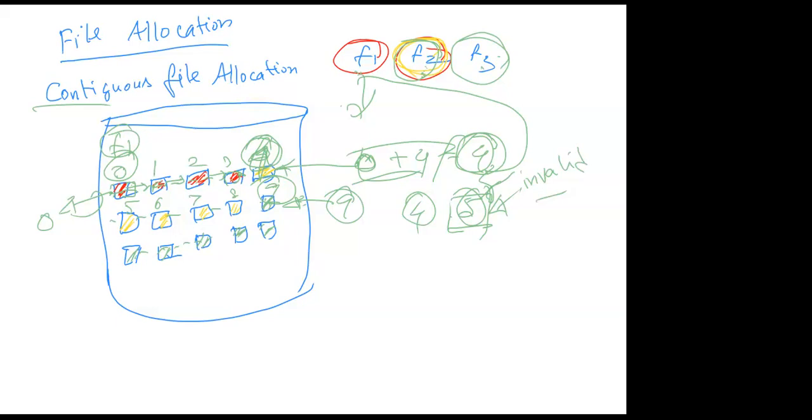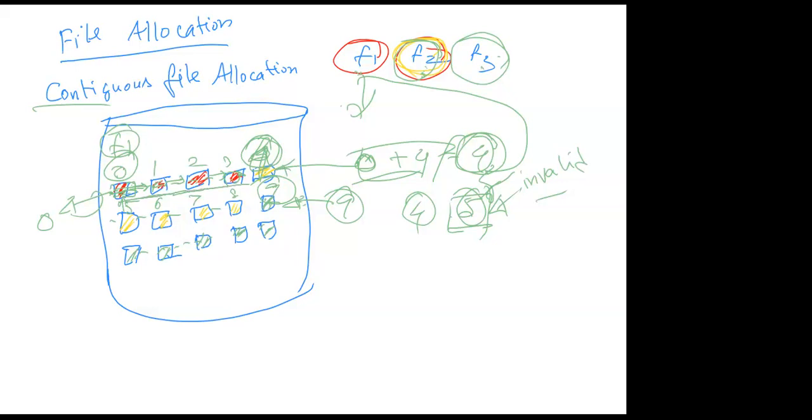Another advantage is that the time taken to read is very low. If you read this file, it takes very little time because it is in sequential order. So your disk head can move smoothly from one block to another to read this file. So reading is, of course, faster.